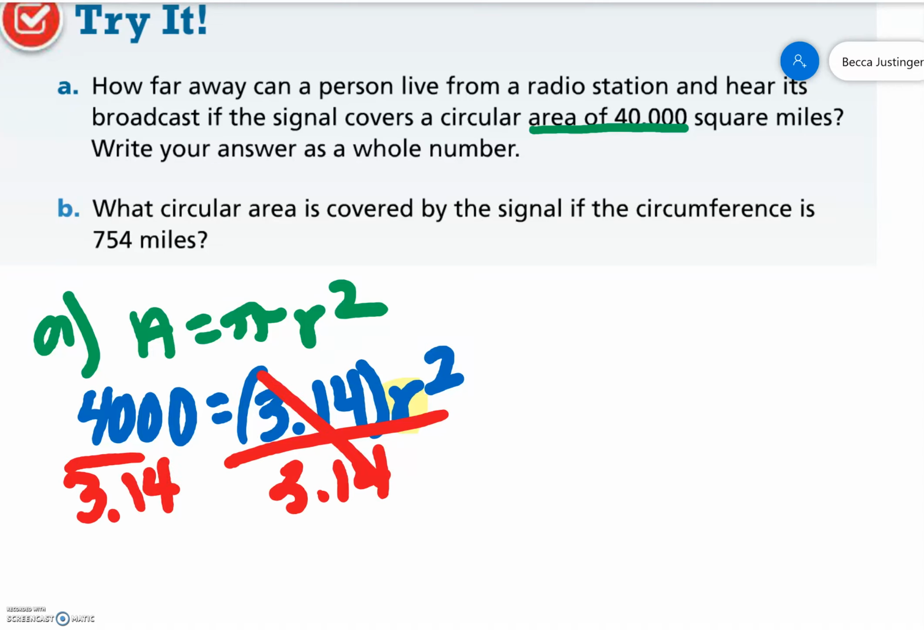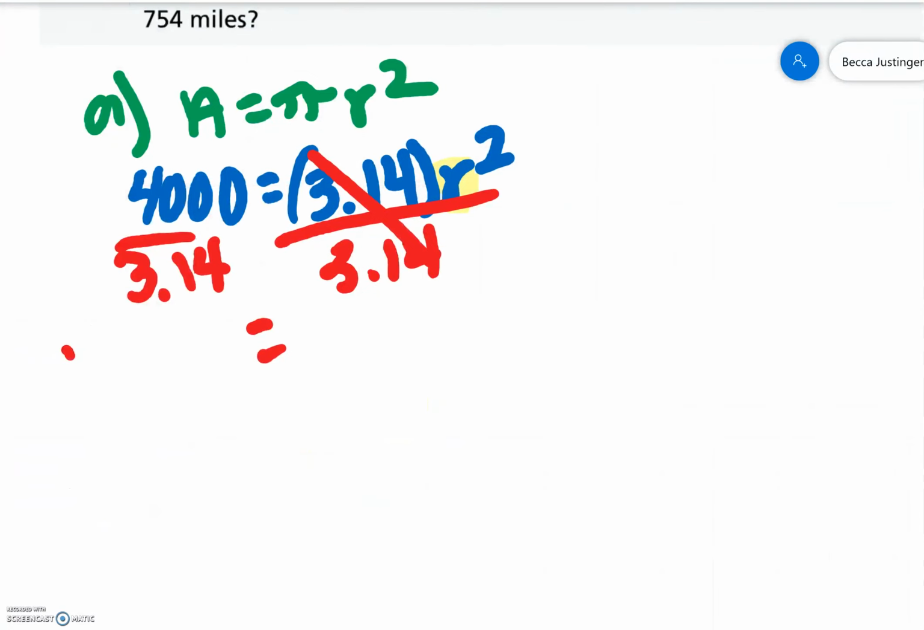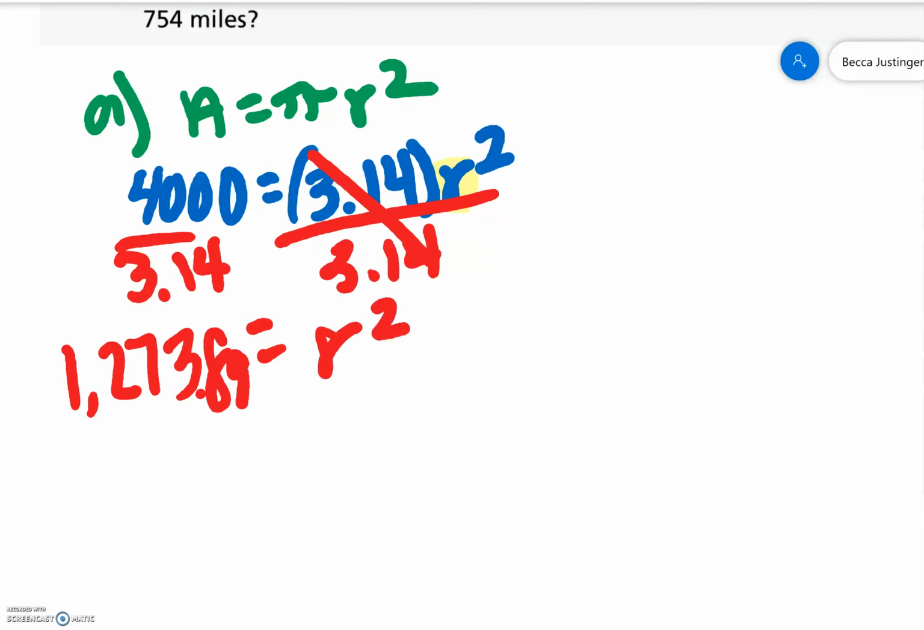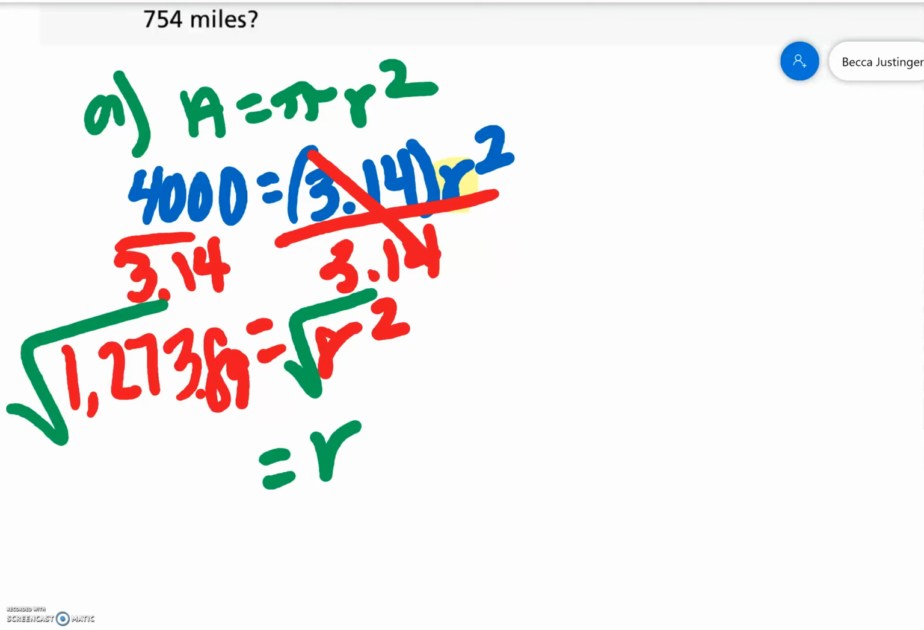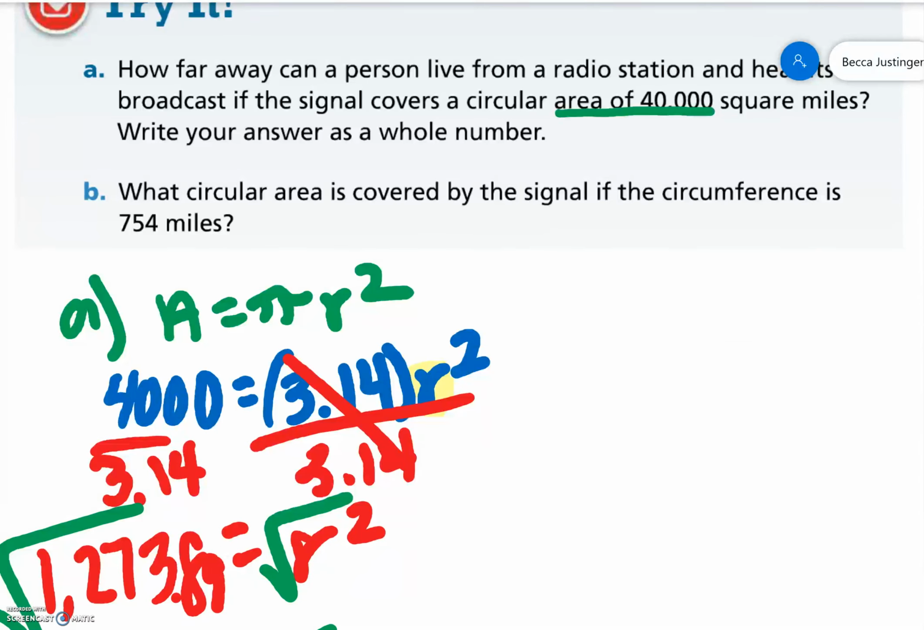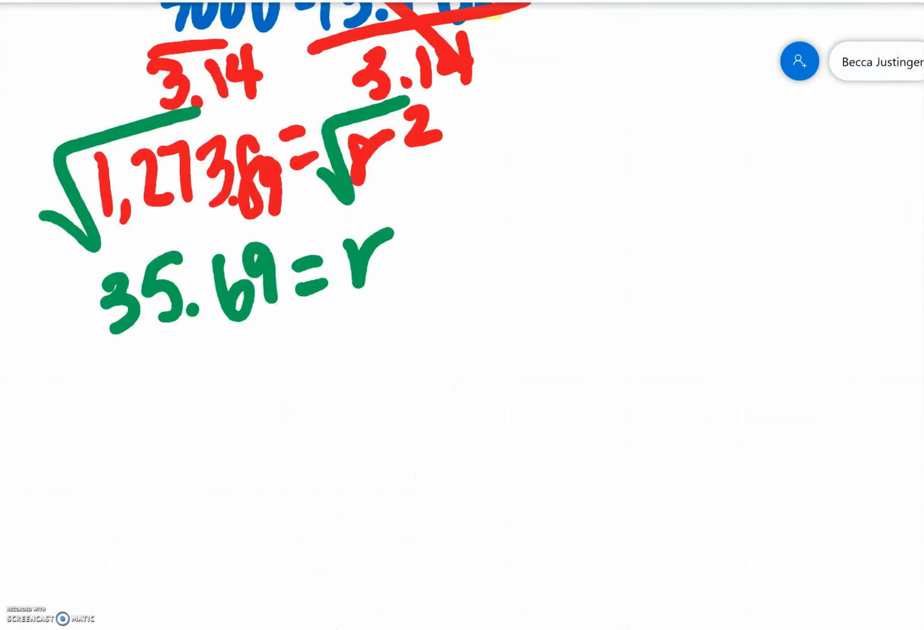Cancels out on the right. 4,000 divided by 3.14 is 1,273.89 if you round. And that's r squared. Last step is to square root. And that gives us 35.69. And they wanted us to write our answer as a whole number. So we're going to round it to 36 miles.